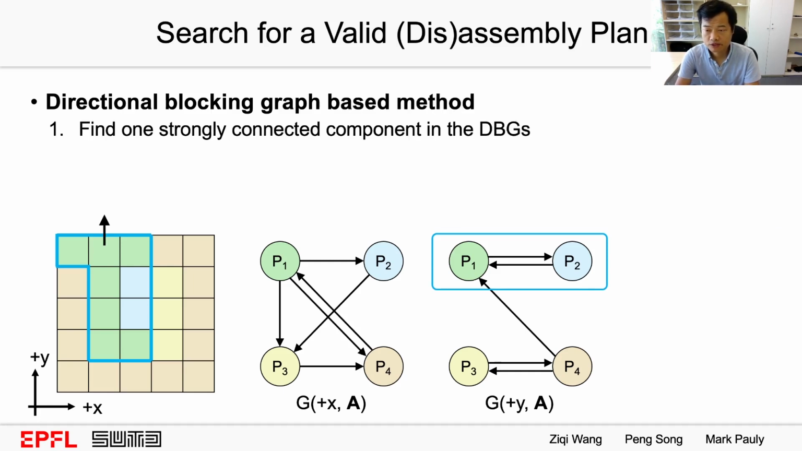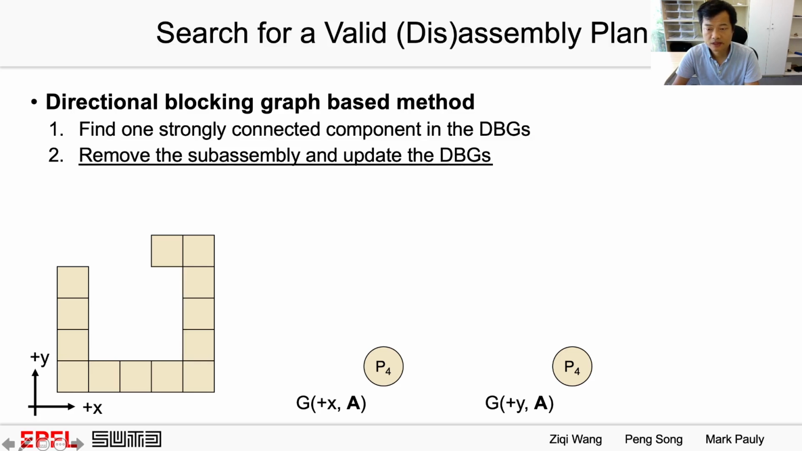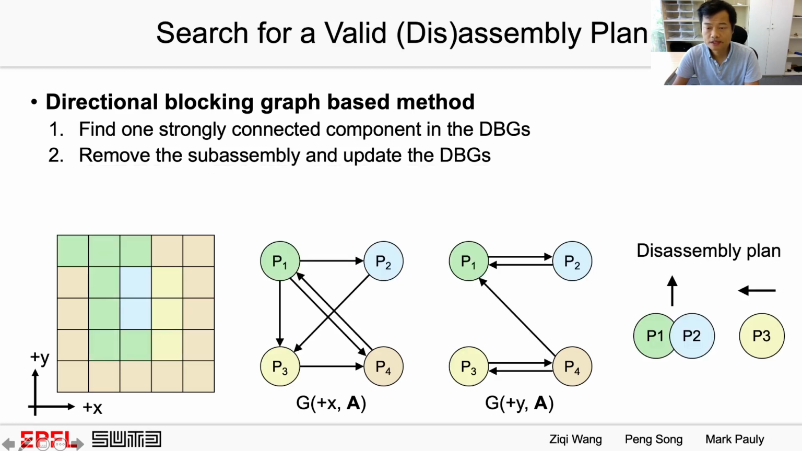Based on directional blocking graphs, we can find a nonlinear disassembly plane efficiently. First, we find one strongly connected component in the DBGs. For example, P1, P2 in this graph. Next, we remove the sub-assembly and update the DBGs. Then we repeat the first step and choose P3 in this graph, and remove the part P3 and update the DBGs. Since there is only one part left in the assembly, we are done with this disassembly plane search. By this, we find a nonlinear disassembly plane as shown here.